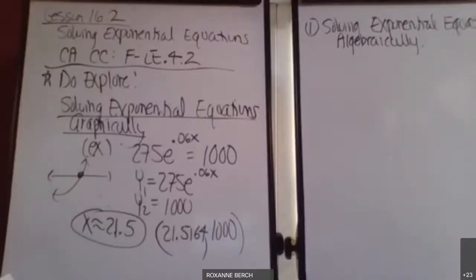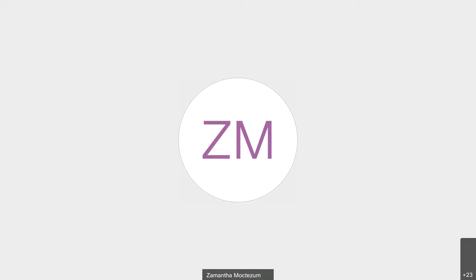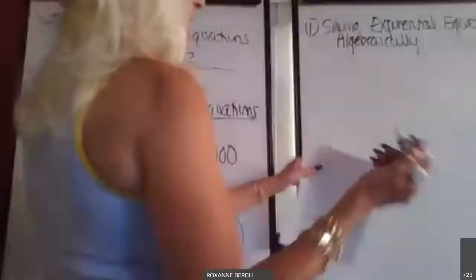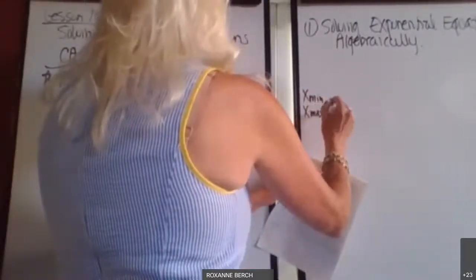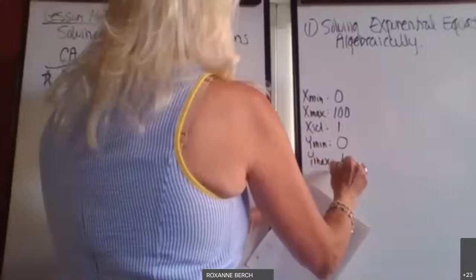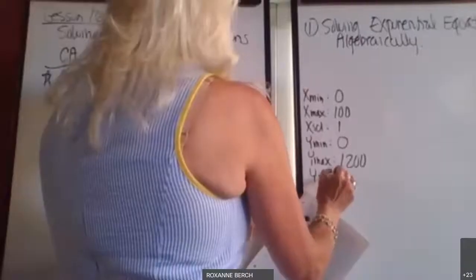Okay, anybody have a question about the window, or was everybody able to come up with this point of intersection? What window did you use? Okay, somebody who had a good window, what did you have? My window was, my x min was 0, my x max was 100, and then the x scale was 1, the y minimum was 0, and the y max was 1,200. And then your y scale was 1.